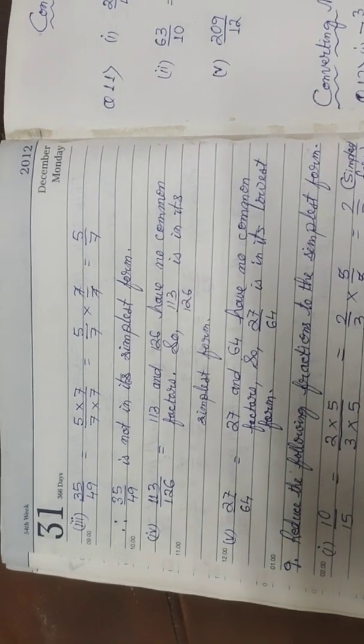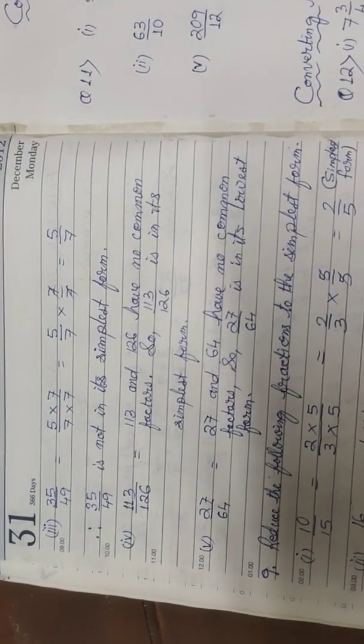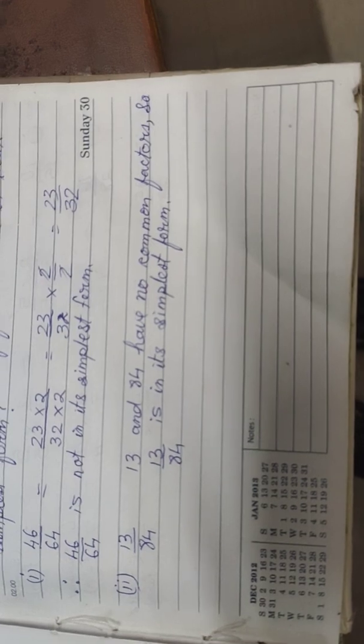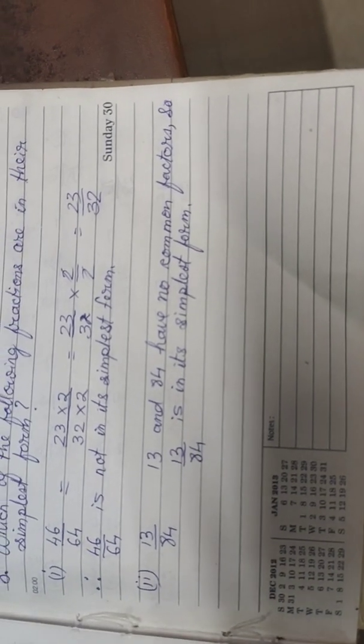Alright. So which fractions did we get in their lowest form? On this page you had parts 2, 4 and 5. 2, 4 and 5 were in their simplest form.